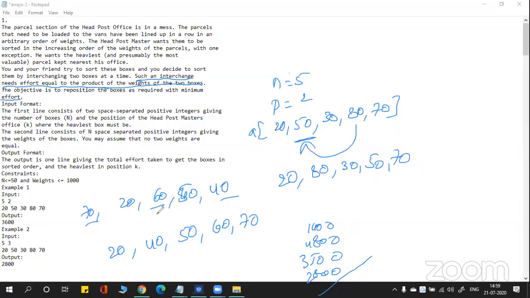So here, if you first try to sort, your effort will be more. But what is my main objective? My main objective is for my effort to be minimum. So first we'll come to this part later if the elements are not sorted. For example, here the elements are already almost sorted: 20, 50, 30, 80 and 70. Okay, 20, 50, 30, 80 and 70.